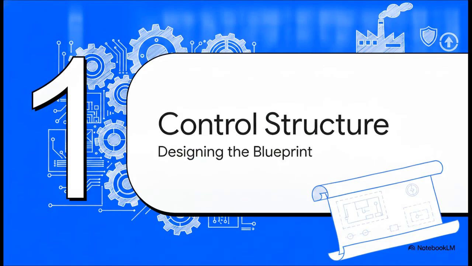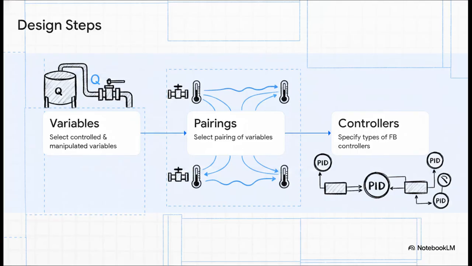Part 1. Designing the control structure. So before you can even think about tuning a single controller, you've got to make these crucial architectural decisions that are going to dictate the safety and efficiency of your entire plant.